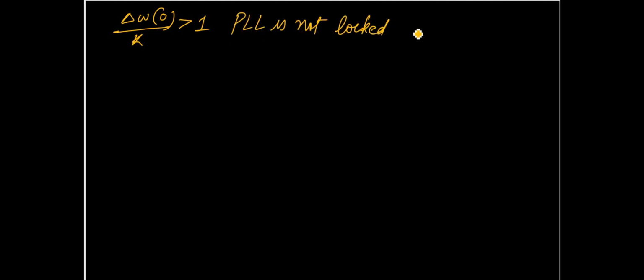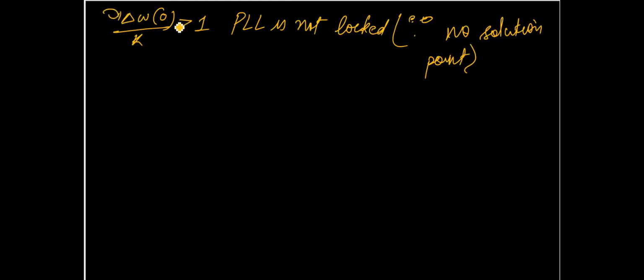So what was the condition? Greater than 1. In this case the PLL is not locked because there is no solution point. What does it mean? This is the frequency error, meaning omega in minus omega out.